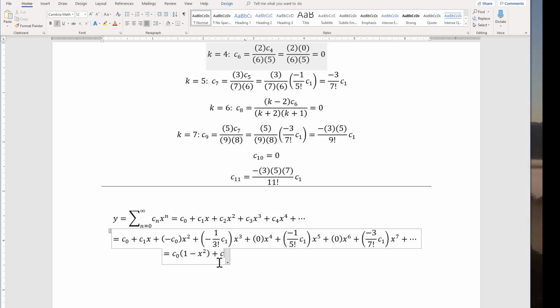Plus C sub 1 times, now I have a lot of C sub 1s. My first one has an x. My next one has a negative, not 1/3, sorry, 1 over 3 factorial times x to the 3rd power. Plus, actually it's a minus, so minus this thing, minus 1 over 5 factorial times x to the 5th power. And then my next term, minus 3 over 7 factorial x to the 7th.